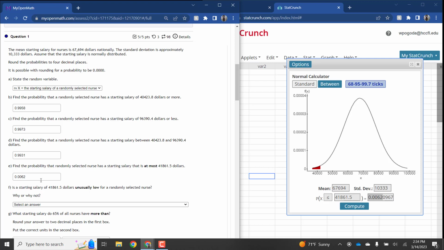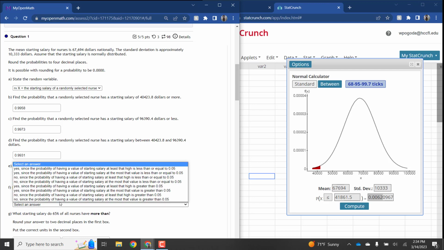So we just found the probability of this happening being 0.0062. That's much less than 5%. Remember, 5% is 0.05. So 0.0062 is very, very small. That's 62 out of 10,000 chance of something happening. So yes, this is much less than 5%. So this is definitely unusual. So let's find that answer that says yes, because the probability of this happening is less than 5%.